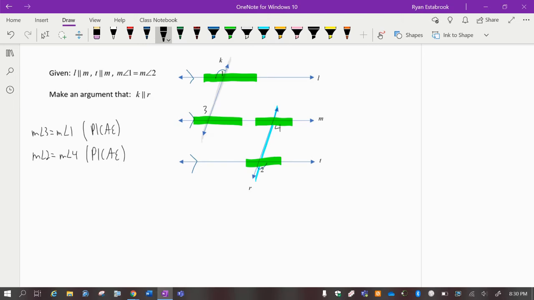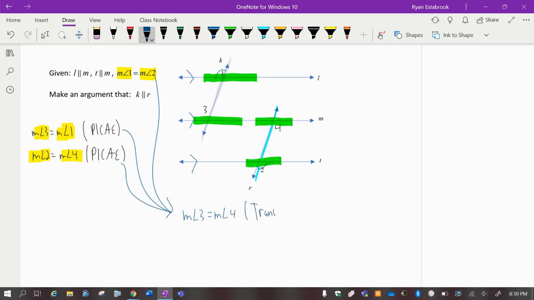Now here's the really big step. I'll use the yellow color to illustrate this. Angle 1 is equal to angle 3, or angle 3 equals angle 1. Here, angle 1 is equal to angle 2. In our proof, we said angle 2 is equal to angle 4. So I'm traveling through all these equal signs. 3 equals 1, 1 equals 2, 2 equals 4. So tying all three together, we can now say that the measure of angle 3 is equal to the measure of angle 4, and that is our transitive property.